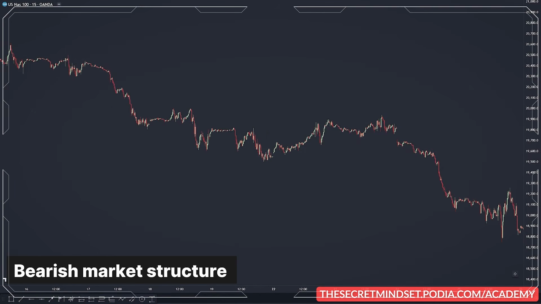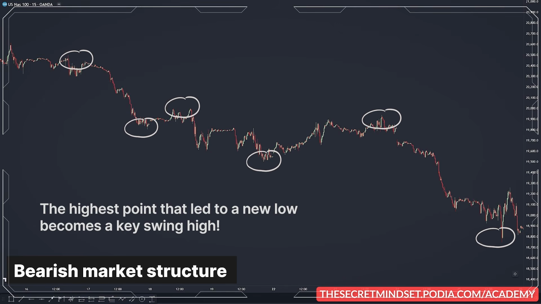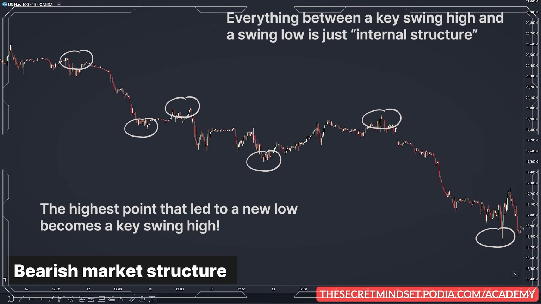It helps you see the big picture and trade in the right direction. In a bearish market, it's the opposite. You're looking for lower highs and lower lows. The highest point that led to a new low becomes your swing high. And everything between a swing high and a swing low is just internal structure. It's the small moves within the bigger trend. Don't get too caught up in these small moves. Keep your eye on the bigger trend.